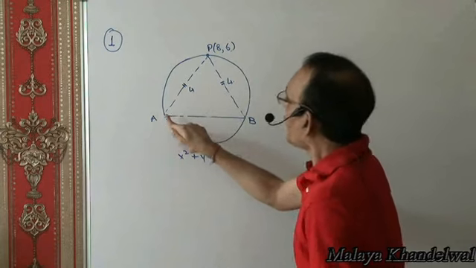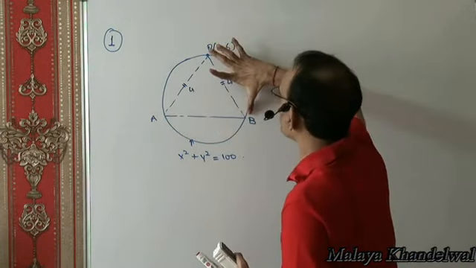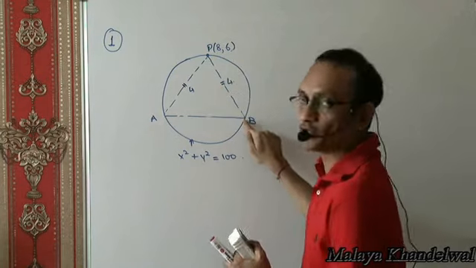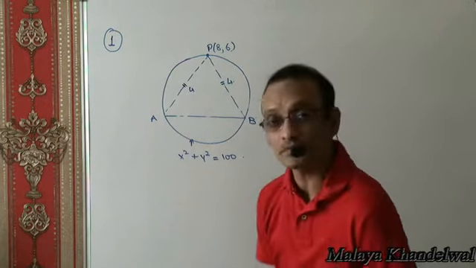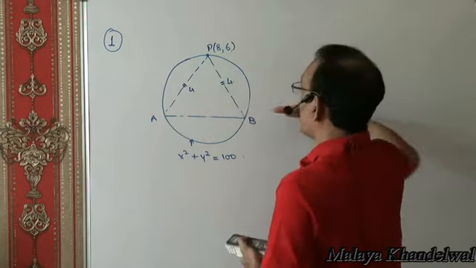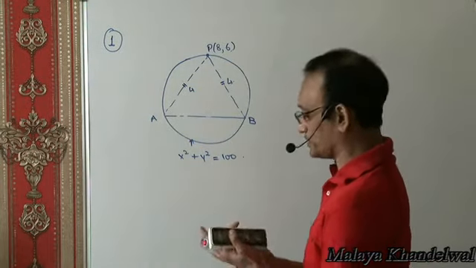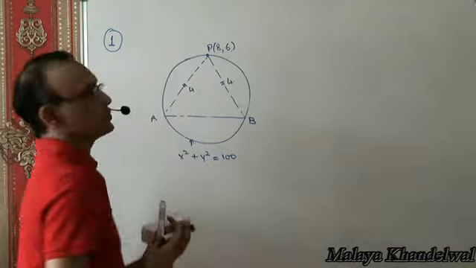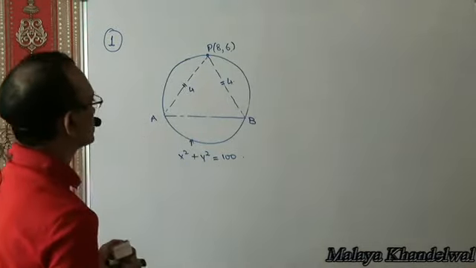Now, I'm selecting 2 points A and B on the circle that are 4 units away from P. I want to be able to find the equation of AB. Now, although there could be many ways of handling this, this one I prefer for this problem.